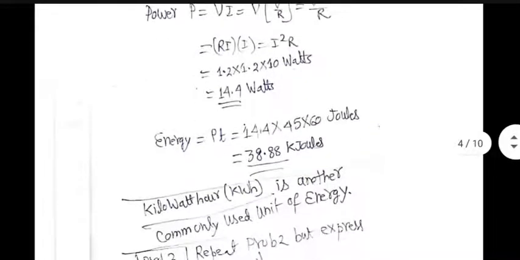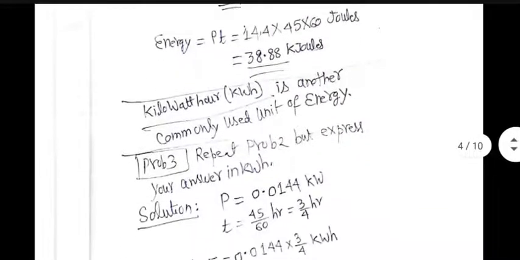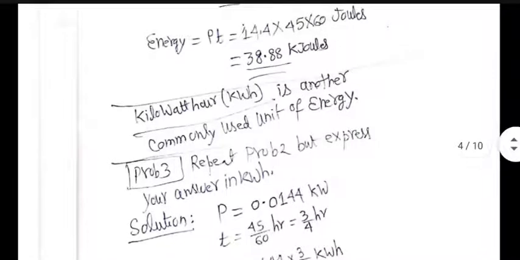So another unit which is commonly used for specifying energy is kilowatt hour. This is the unit that Jaipur Electricity Board uses to charge us money. When they say unit, they mean kilowatt hour. They don't mean joule. Kilowatt hour means 1 kilowatt power being consumed over 1 hour. Then it's kilowatt hour energy.